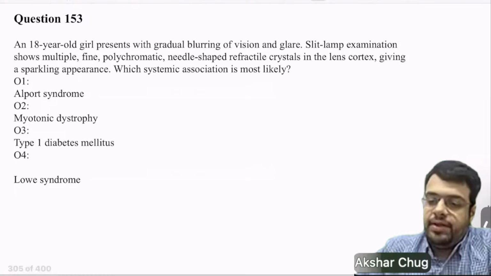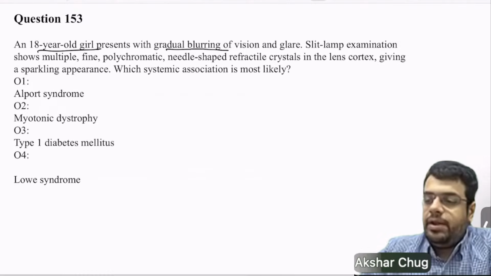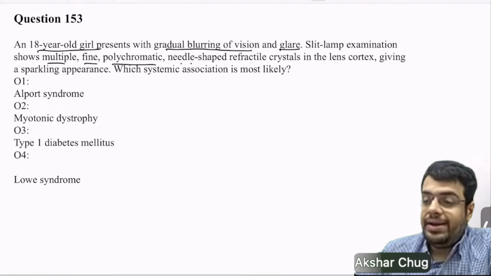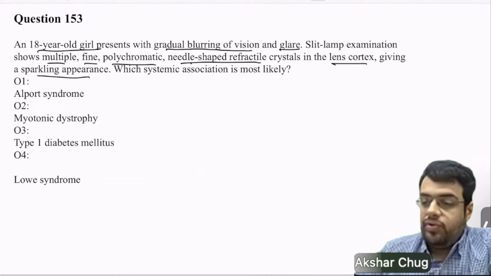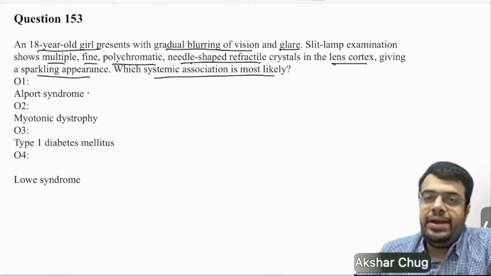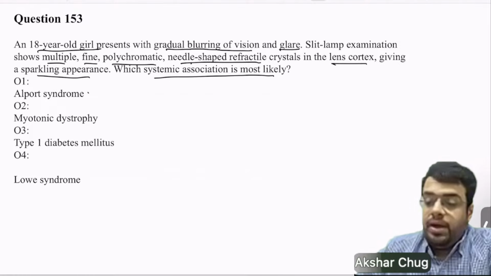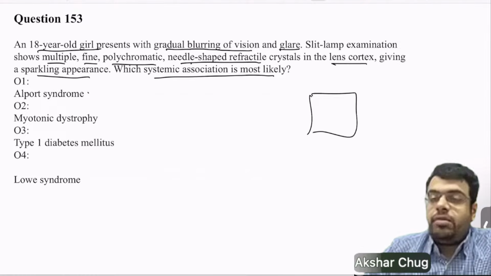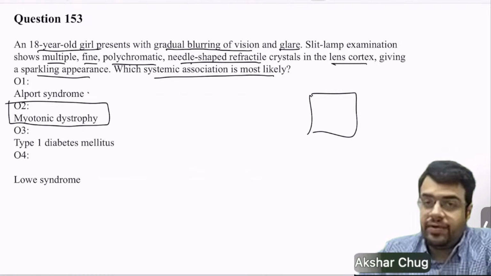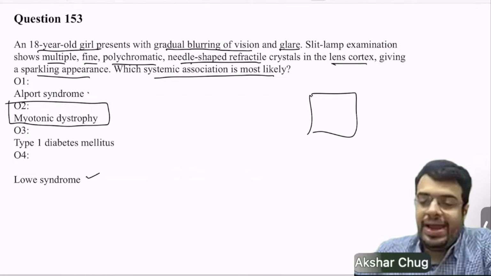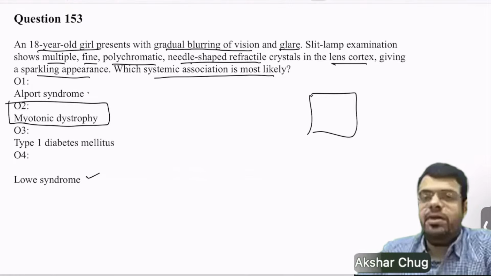Question 153. 18-year-old girl presents with gradual blurring of vision and glare. Slit lamp shows multiple fine polychromatic needle-shaped refractile crystals in the lens cortex giving sparkling appearance. Which systemic association is most likely seen? Now, in Alport syndrome, there will be anterior lenticonus. Sorry, not in Alport, that would be in Lowe syndrome. The image here was showing a Christmas tree cataract, and the Christmas tree cataract is classically seen in myotonic dystrophy. So in Lowe syndrome, we see anterior lenticonus, and in diabetes, we see the snowflake cataract.